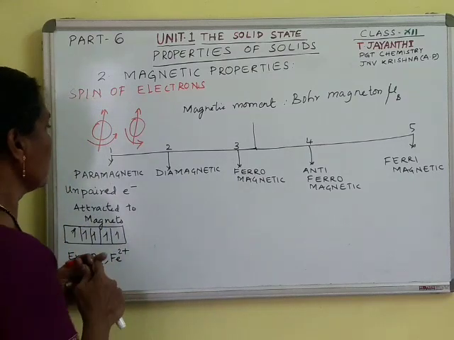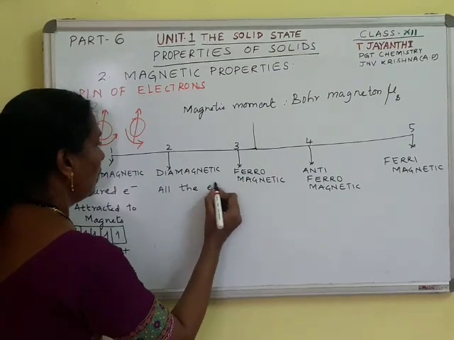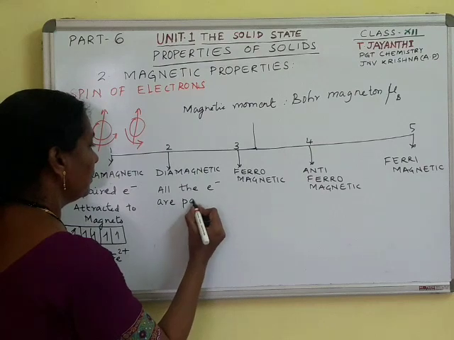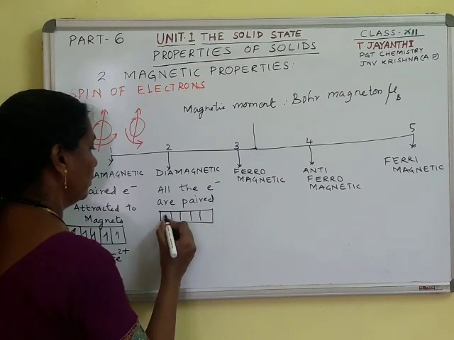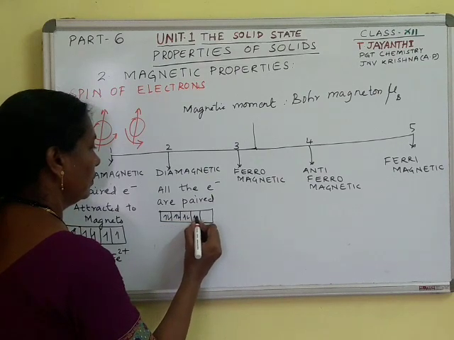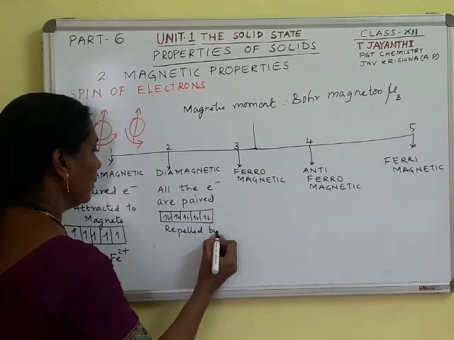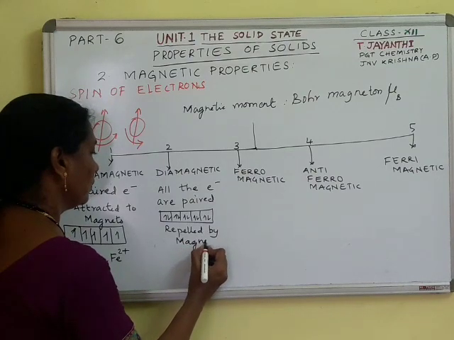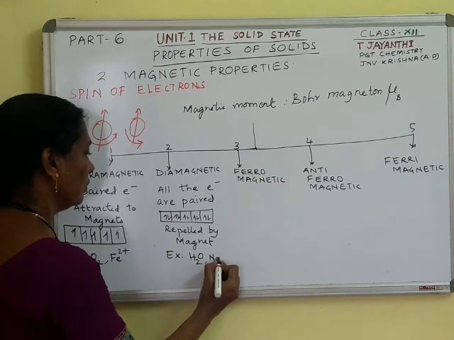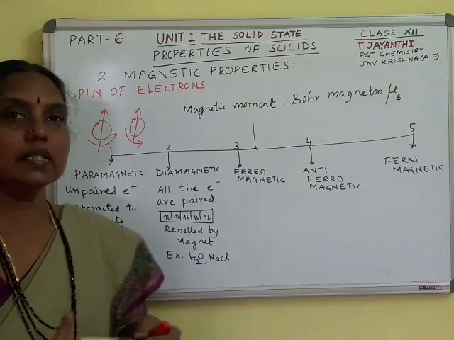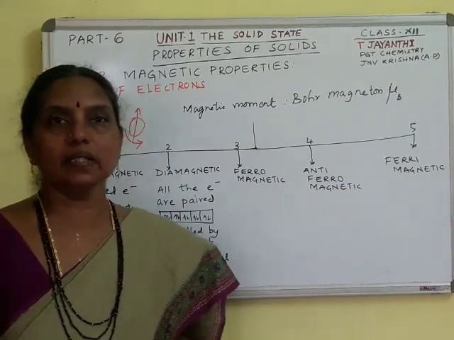Now diamagnetic substances means all the electrons are paired up. So due to this they are repelled by magnet. For example, water, NaCl. These substances have all the electrons paired up, that is why they are repelled by the magnetic field.